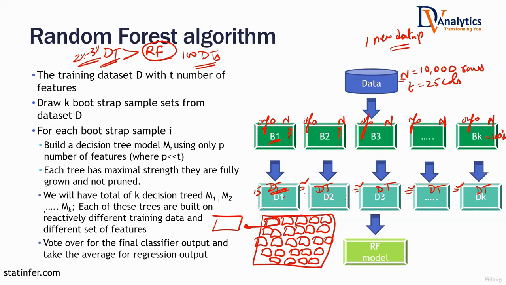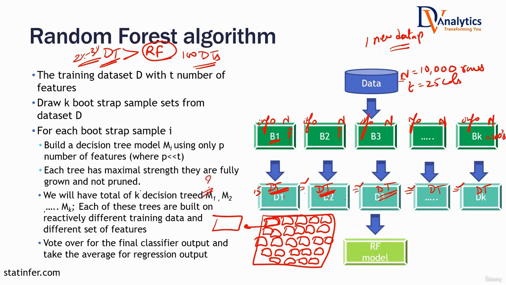Somehow these models need to be independent. Yes or no? Somehow we have to make all these models independent. This decision tree has to learn some patterns which are independent of this decision tree. This has to learn some patterns that are independent of this decision tree. All these decision trees must be independent. Now, how do you make those decision trees independent?